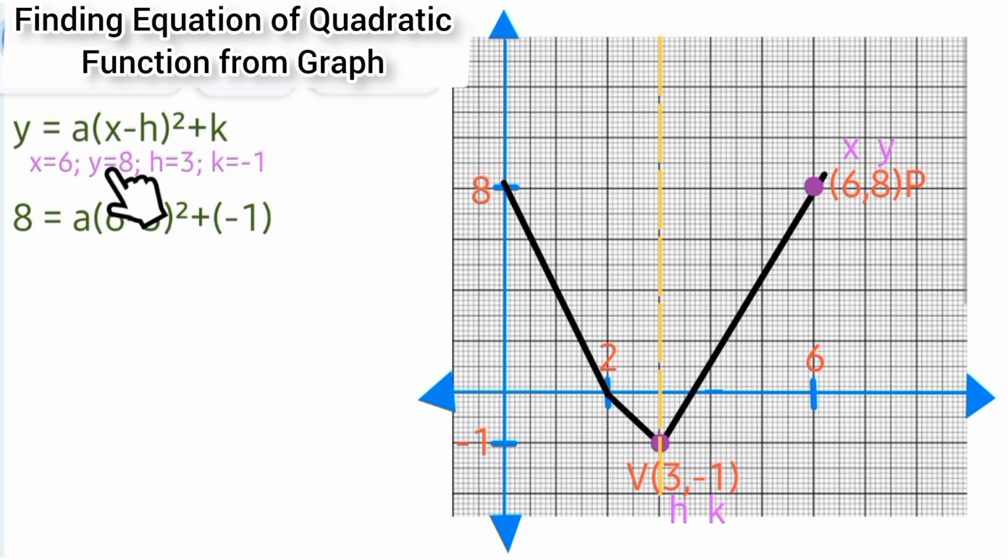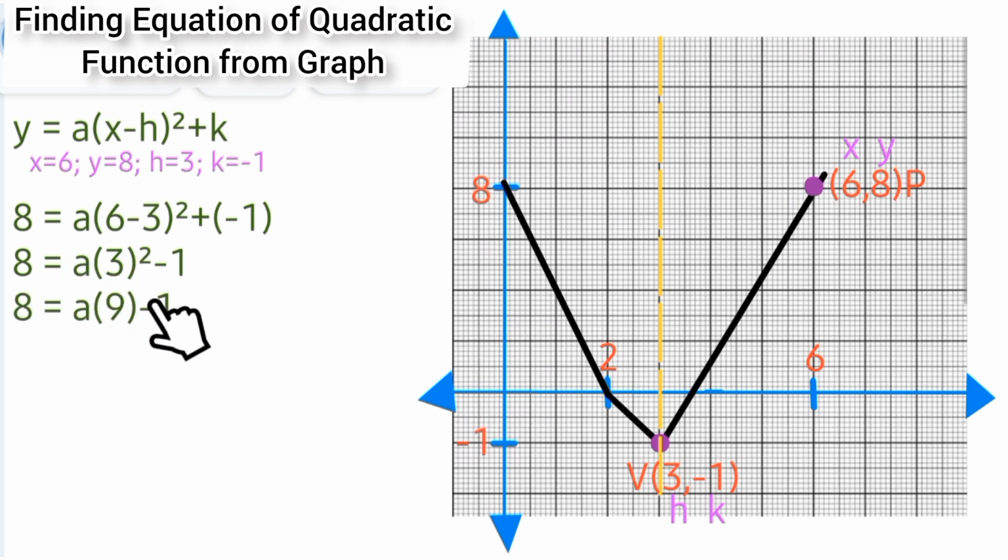We have y, we did say y value is 8, equal to a, open bracket, x, we did say x value is 6, minus h, our h value is 3, squared, plus k, our k value is minus 1. So going forward, we have 8 equals a, 6 minus 3 gives 3 squared, plus minus 1. 8 equals a, 3 squared gives 9, minus 1. 8 equals 9 times a gives 9a minus 1.